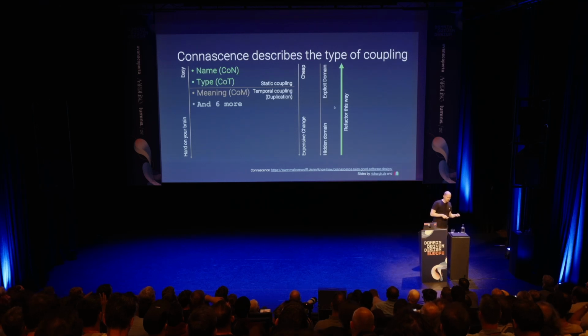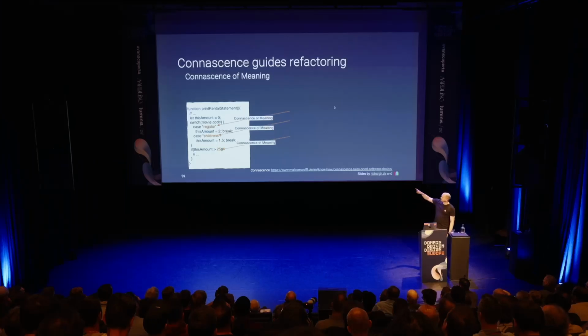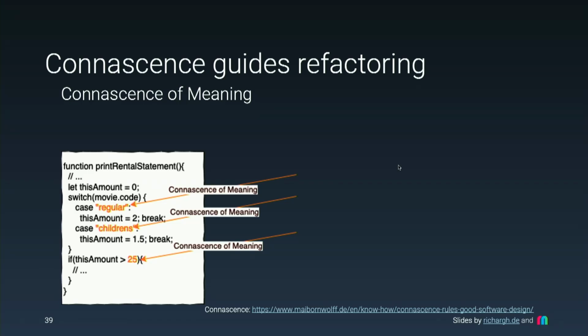Now that you've gotten the 3 minutes connaissance introduction, this will help you fix temporal coupling. Because if you have connaissance of meaning on the left side, you switch on the movie code and you have the string case regular, at some point you have to assign this case regular. And where you assign regular, the string, and where you do the switch case, your interpretation has to be the same. Again, connaissance.